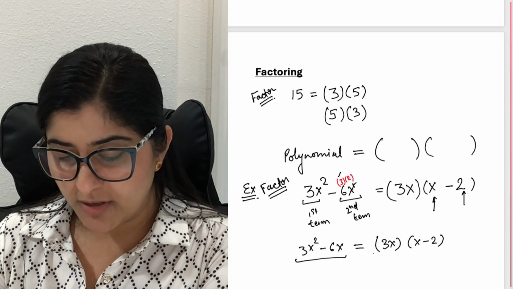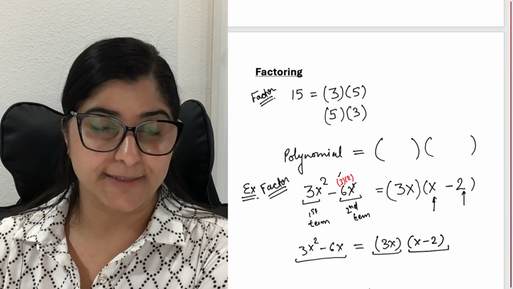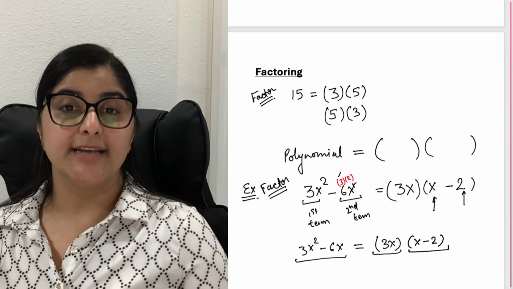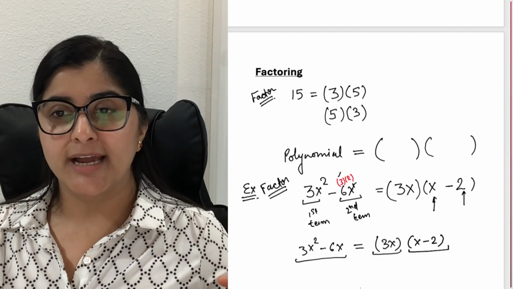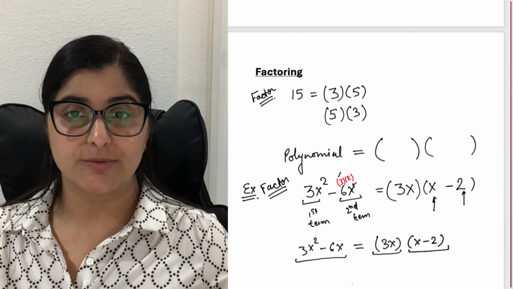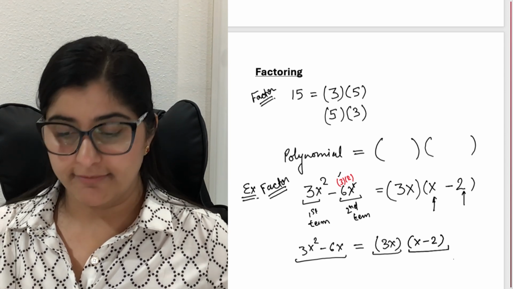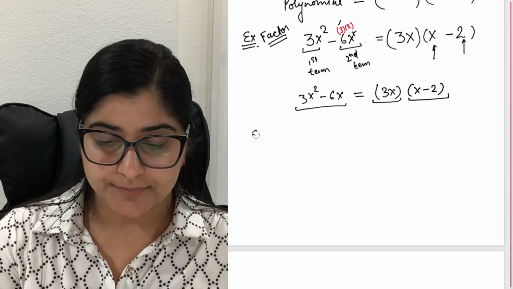You factor this polynomial as a product of two polynomials. This is called factoring. This is one way: find the greatest common factor of each and every term, borrow that from each term and write it outside, and in the second bracket write the remaining thing of each and every term. Let's do one more question.